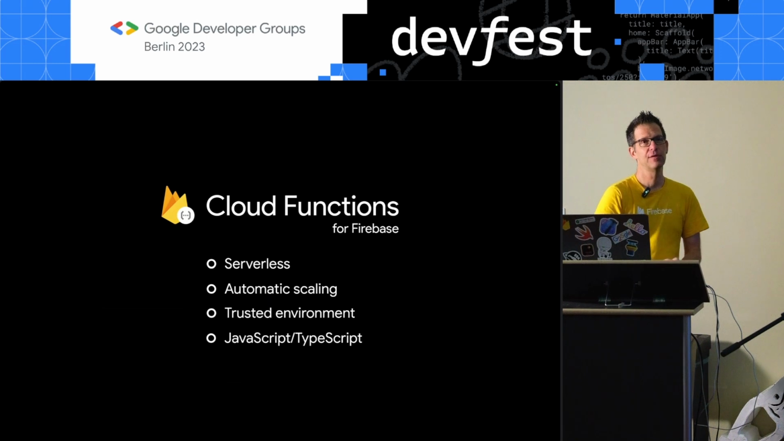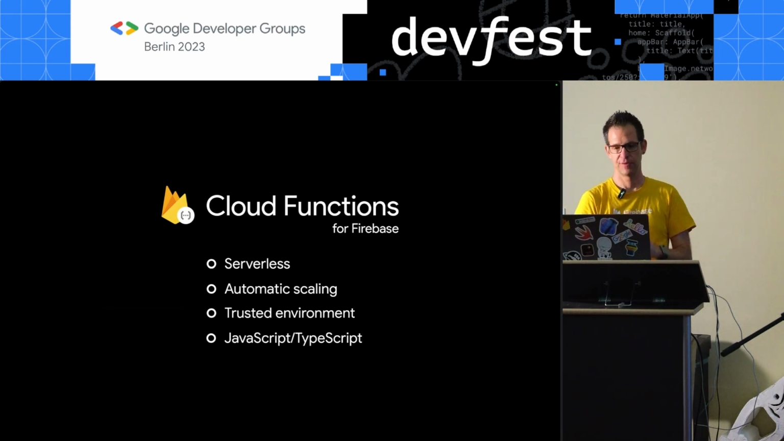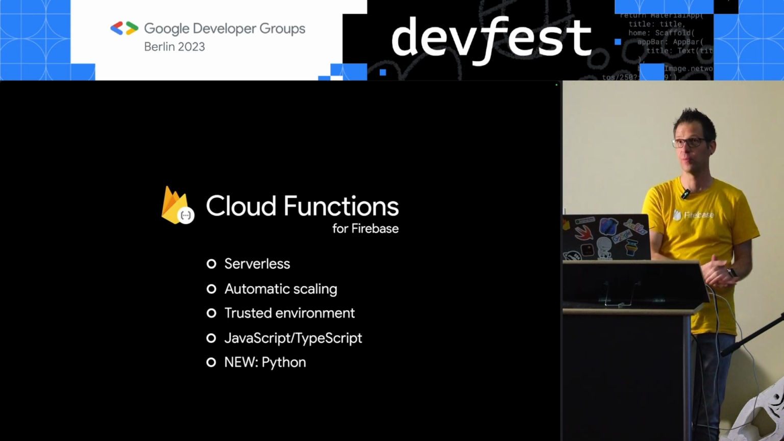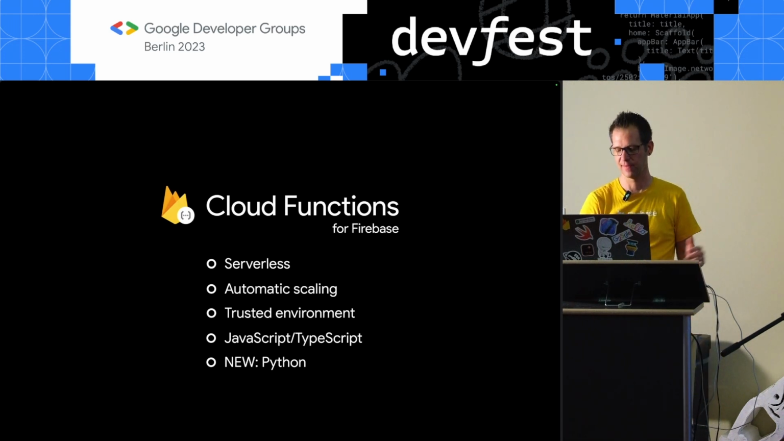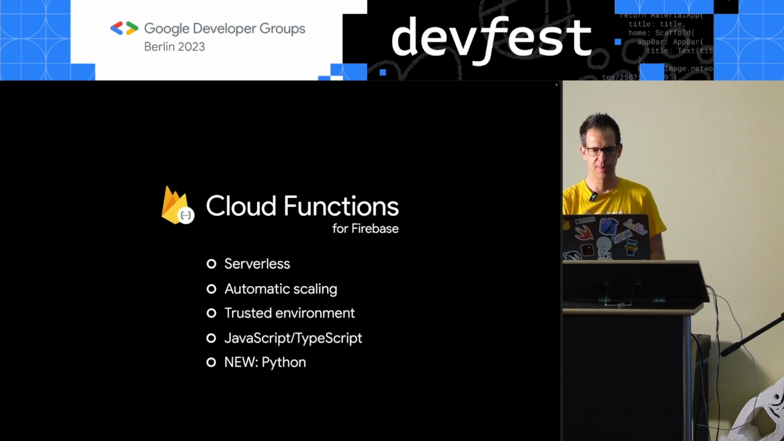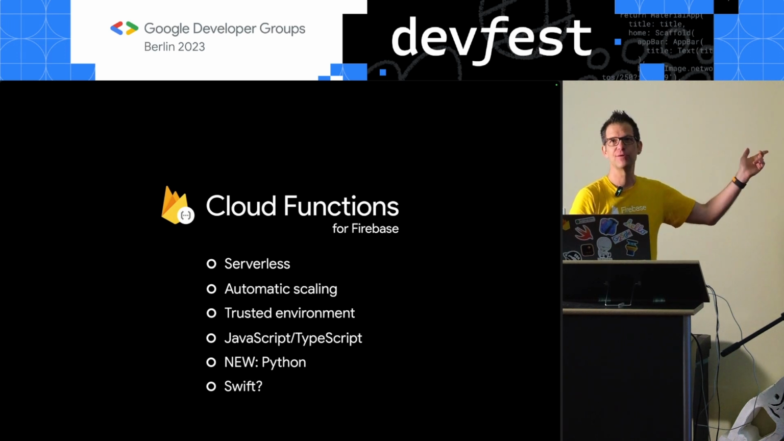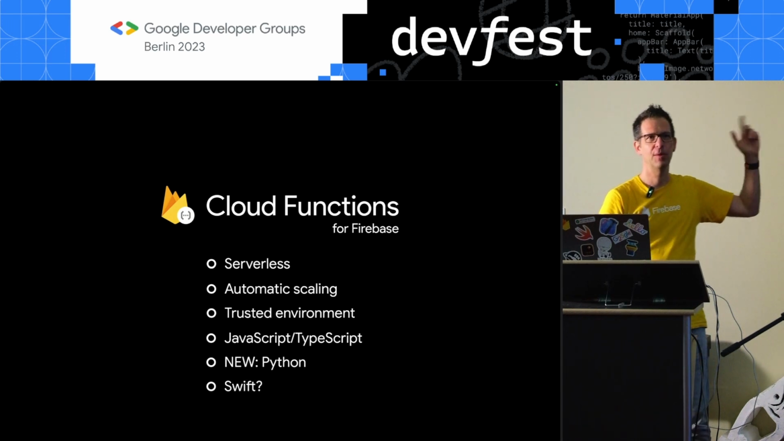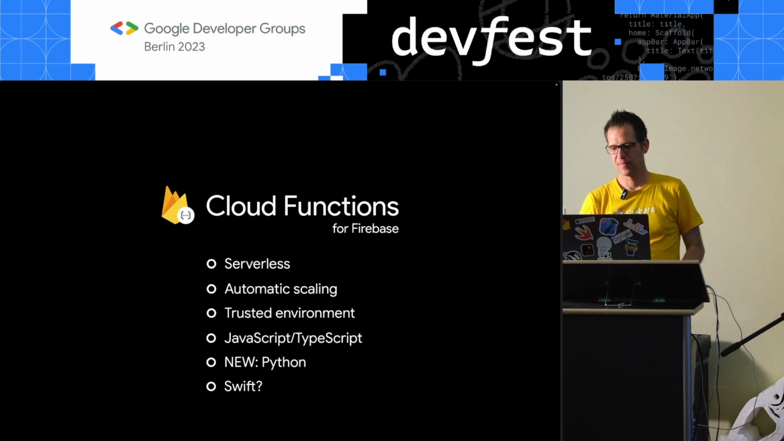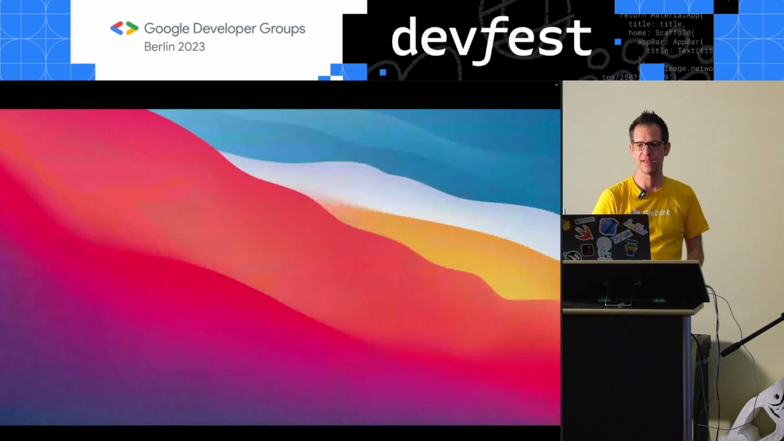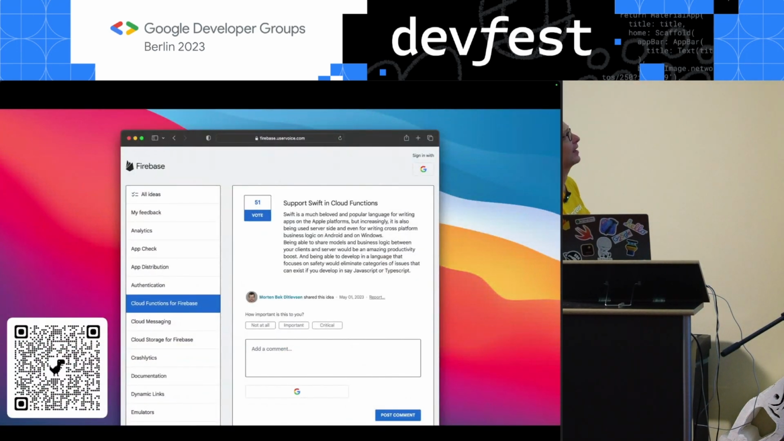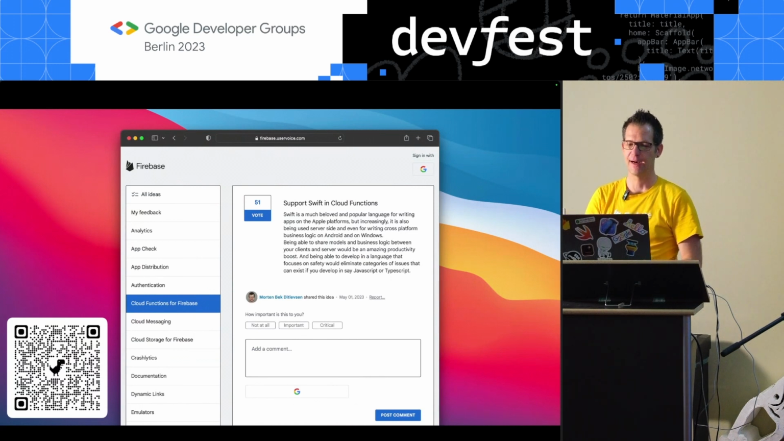The languages that you can use are TypeScript and JavaScript. And new as of a couple of months ago, we also support Python, which is pretty amazing because a lot of the stuff that we do in AI and ML uses Python. When I go to iOS conferences, I always ask people, would you like to see support for Swift as well? So for anyone who's interested in getting support for Swift, for Cloud Functions, here is a QR code that you can scan, and then you can vote for that.